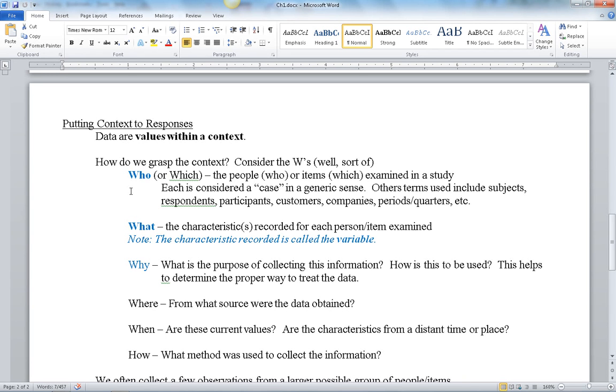So keep in mind that all of these questions are going to tie into how useful your data is, whether it's appropriate, and whether you can answer the question that you want to based on how the data was collected. So it's very important to grasp the context in each exercise.